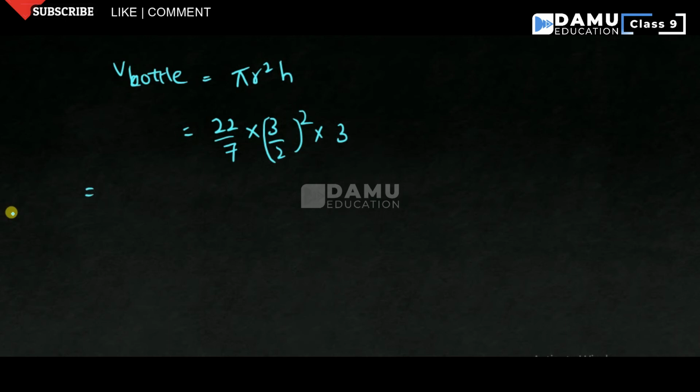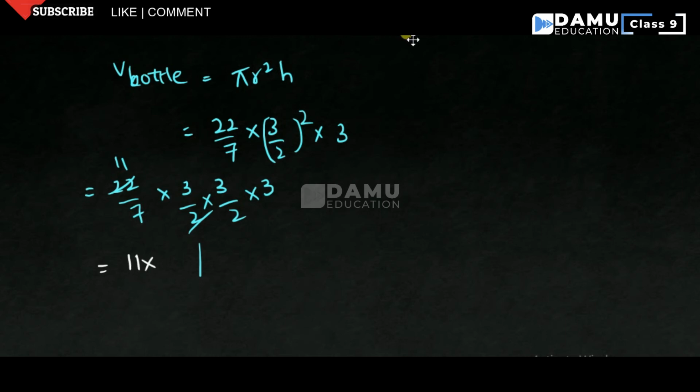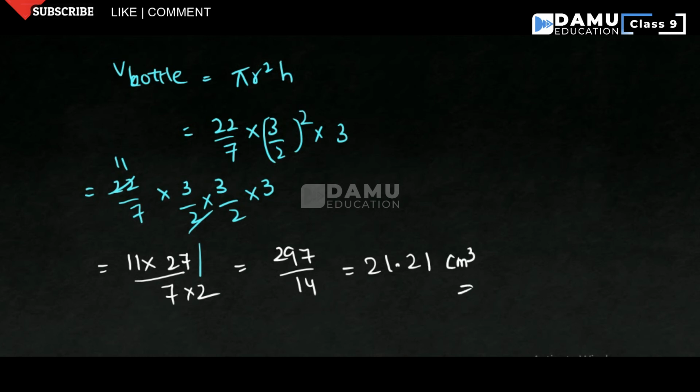So this will be equal to 22 by 7 into 3 by 2 into 3 by 2 into 3. 2 ones are 2, 2 elevens are 22. So 11 into 3 into 3 into 3, 3 threes are 9, 9 threes are 27, by 7 into 2. 27 into 11 is 297, by 7 twos are 14. So the value is 21.214 centimeter cube, the volume of the bottle.